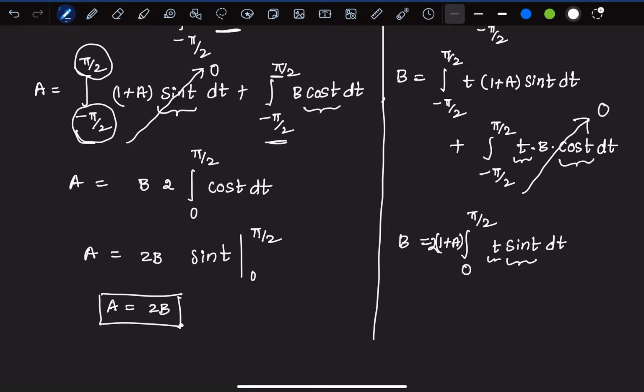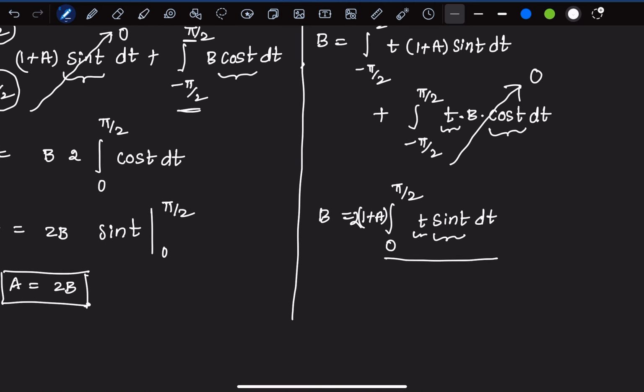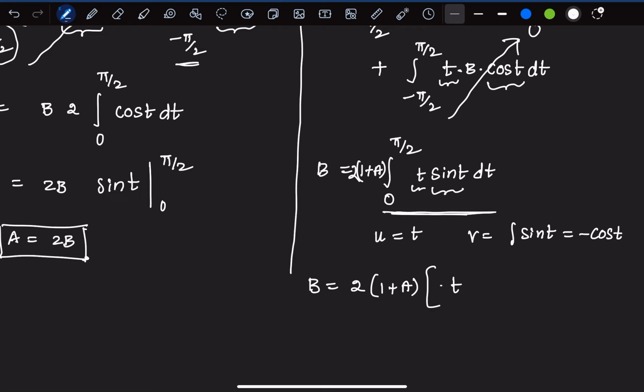Alright. So now we have to find out this integral. For that we can apply integration by parts. We can consider the first function as t and the second function as sin t, whose integral is minus cos t. So b will be twice of 1 plus a times t times minus cos t, with limits from 0 to pi by 2, minus the integral of minus cos t times du, which is dt, with limits from 0 to pi by 2.